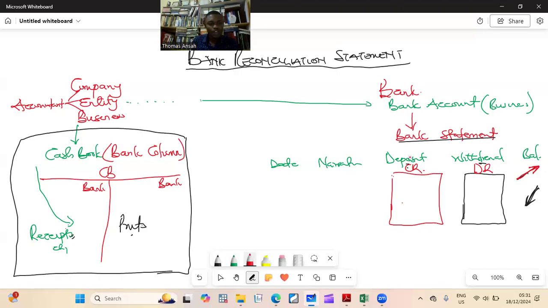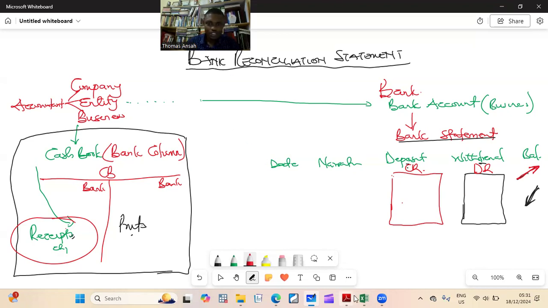Now, anytime you receive a check or somebody pays you money, you will debit it in your company's cash book. Whenever you deposit that check, or whenever a check is deposited on your behalf in the bank account, what they do is that they will credit you. But if you rather withdraw or use the money to pay something, they will debit you.